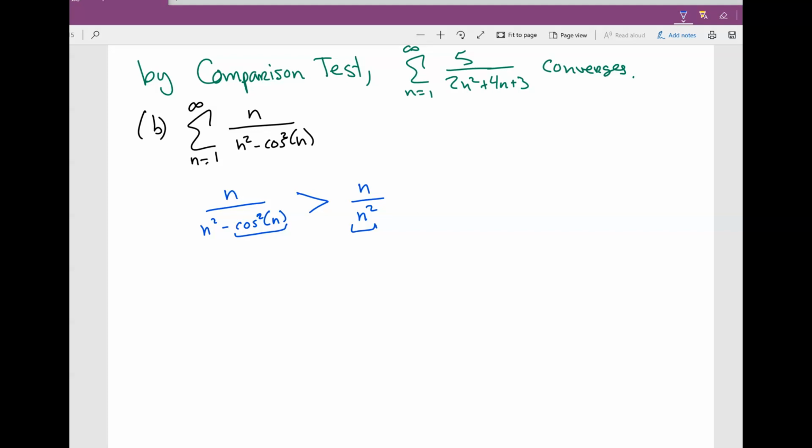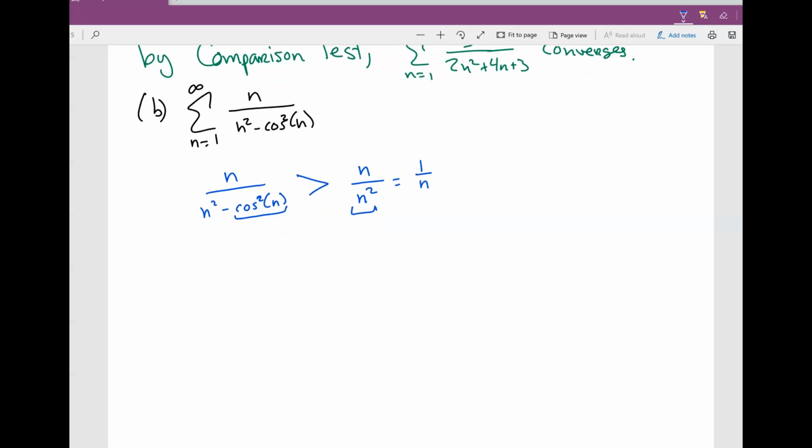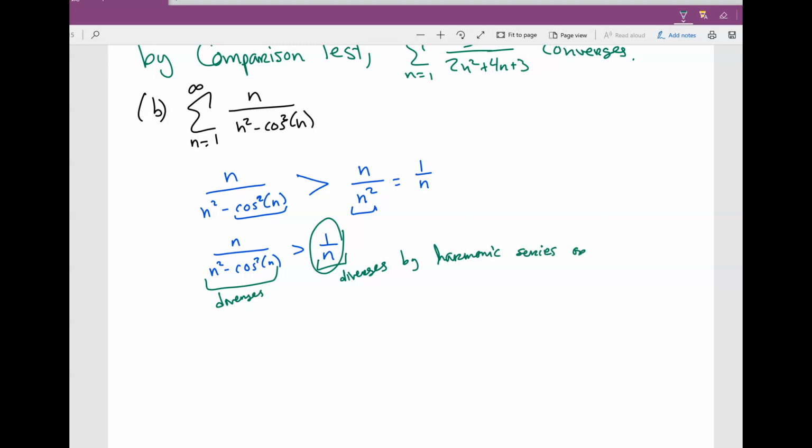Now this n over n squared is just going to be 1 over n if I rewrite that. So you have that n over n squared minus cosine squared of n is greater than 1 over n. Now, what do we know about the sum of 1 over n? Well, this is a harmonic series. This diverges. So if this diverges, which is much smaller than that, then that definitely diverges as well. So this diverges by harmonic series, or you can say p series as well.